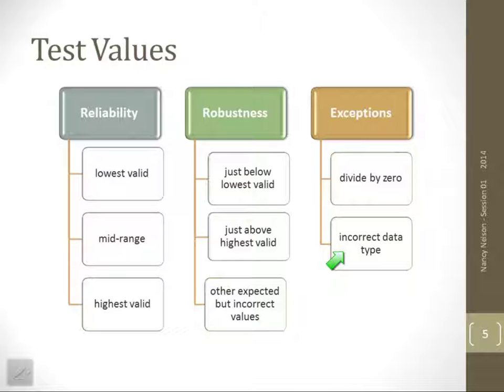So it's important when we're thinking about testing, we test for reliability or valid input, robustness, incorrect input, and any exceptions that might occur in our program. So in terms of our software design document, we have an overall description, we have our actual design, and we have a set of test values.